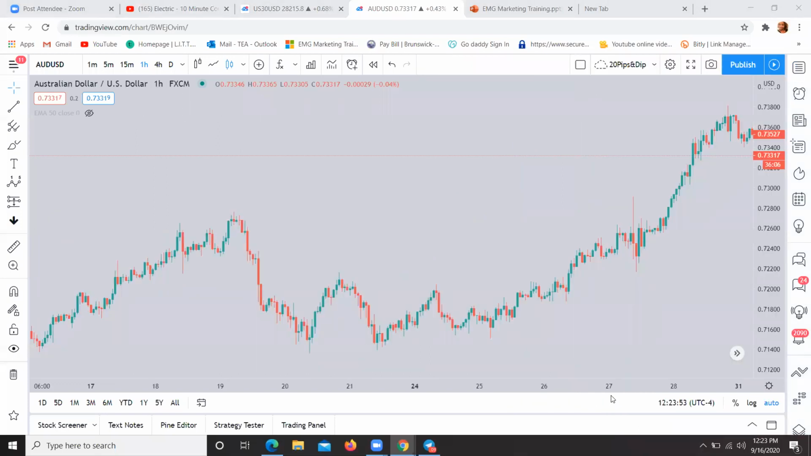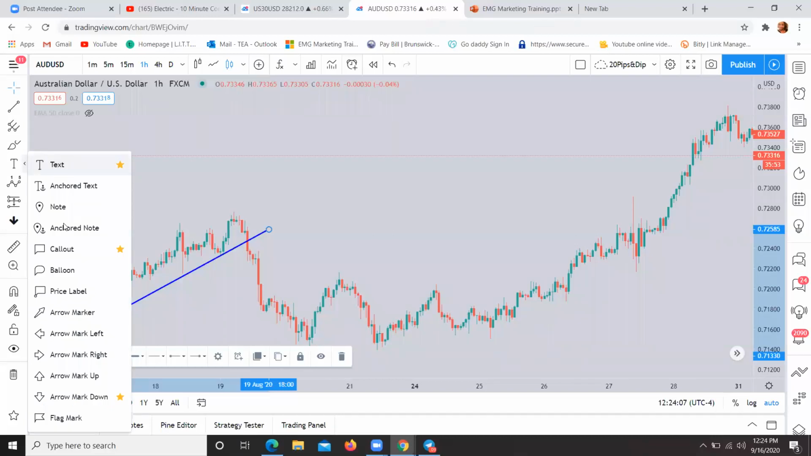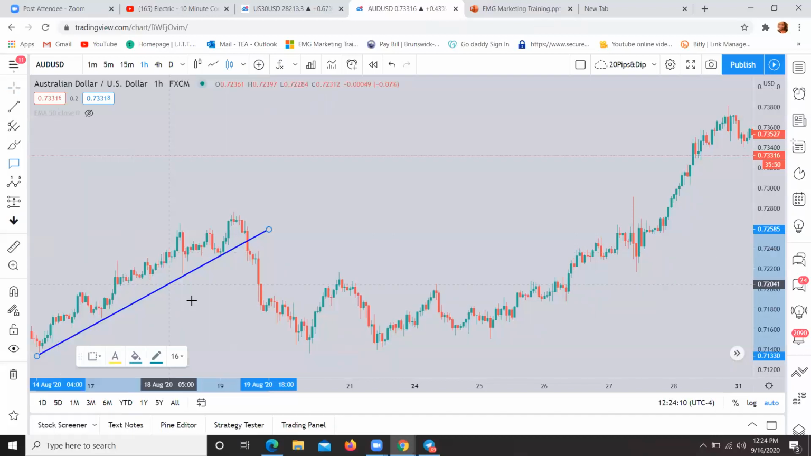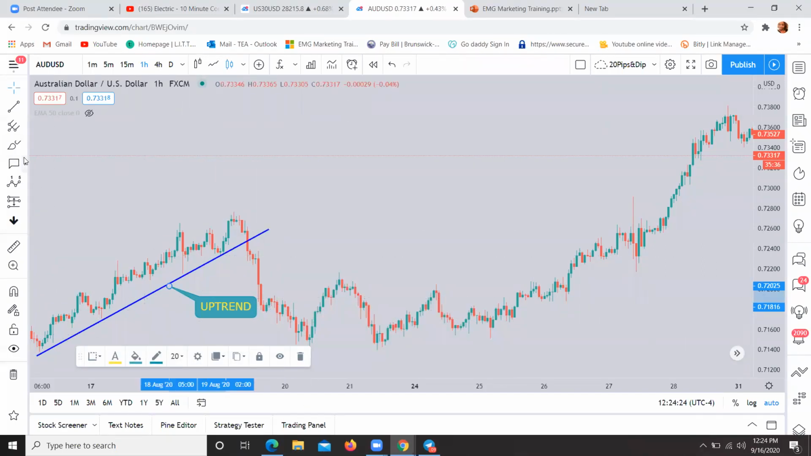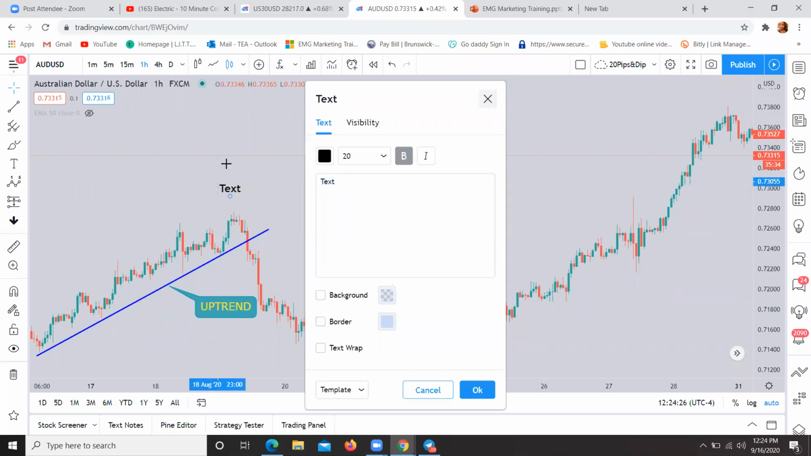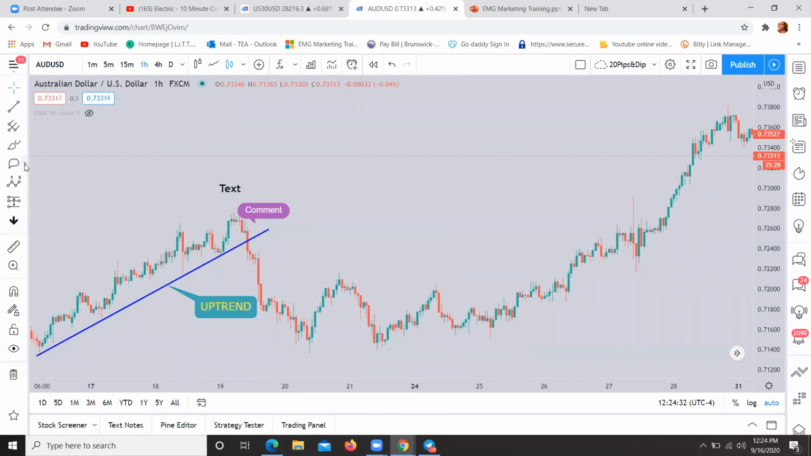Can you show us how to correctly add text to your chart? Yes. So if you was in this uptrend right here and you wanted to type, you come over here to where it says annotation tools. You got text. I like using the callout. You can change the color, and then you just type. You can change the size of it. When you want to add notes to your chart, if you want to leave notes for me, you can. You can use a regular text box like that, or a balloon, like a comment, whatever you want to do.